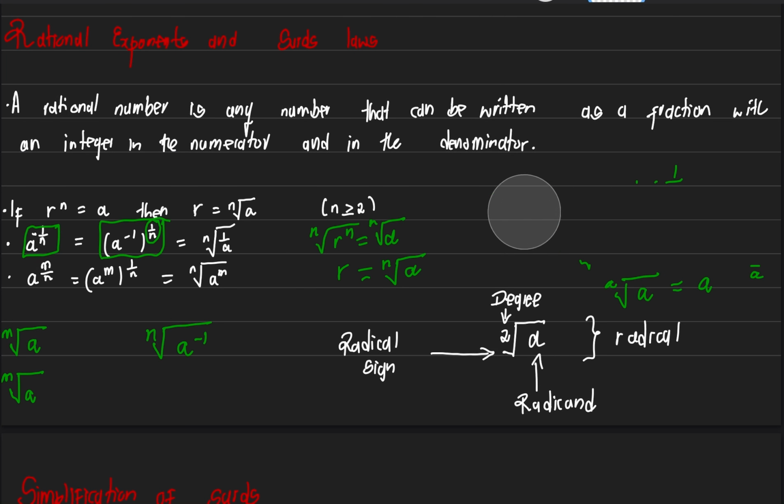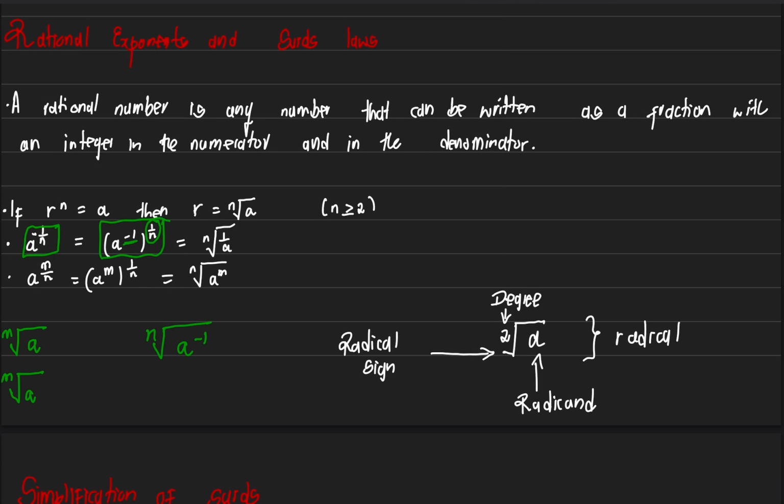Okay, and then we move on. a to the power negative 1 over n was previously a to the power minus 1, all to the power of 1 over n, which is the root. So if you take it back to its root form, you're going to have the nth root of 1 over a, or the nth root of a to the power negative 1.